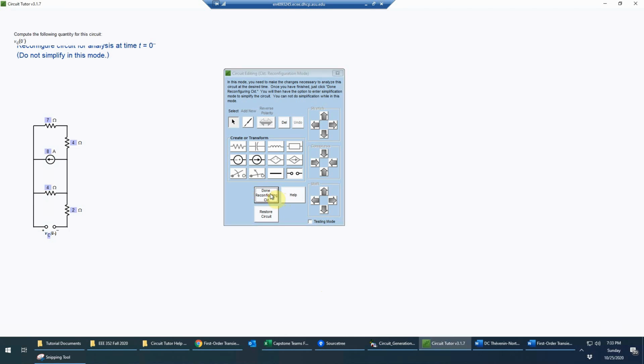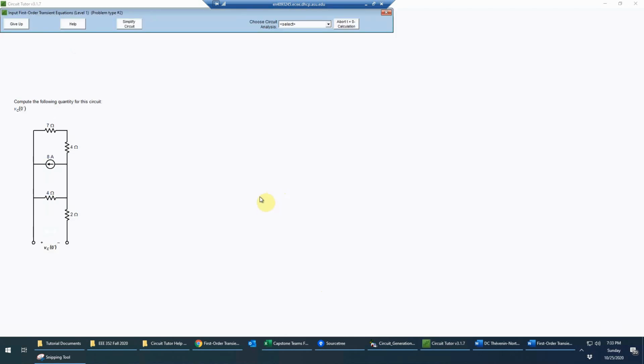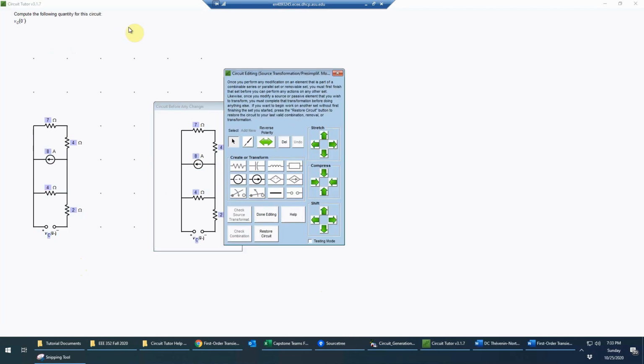Okay, so we're done there. We just click done. And now we need to examine the circuit to see if we could simplify it, and clearly there's some things that we could perhaps do here usefully. So let's go into the circuit editor to simplify it before we do the analysis. That will make it easier.